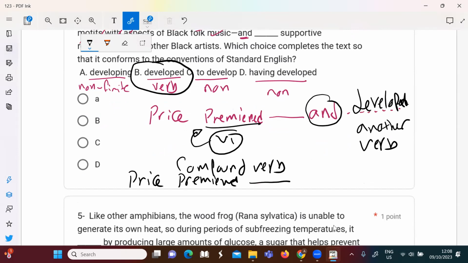طيب لو أنا ما عنديش and، لو قال لي مثلا Price premiered مش عارف كذا وسبيس من غير and، اختار هنا non-finite. He premiered something to develop، اختار هنا non-finite. لكن عندي and يبقى premiered and developed two verbs، two finite verbs، لأن and بستعملها في compound verbs يعني two verbs ولازم الاثنين يبقوا finite verbs.